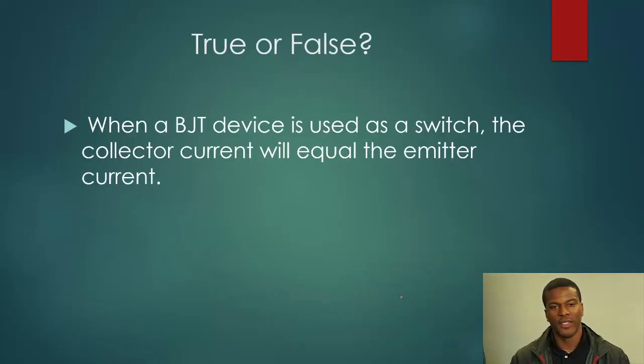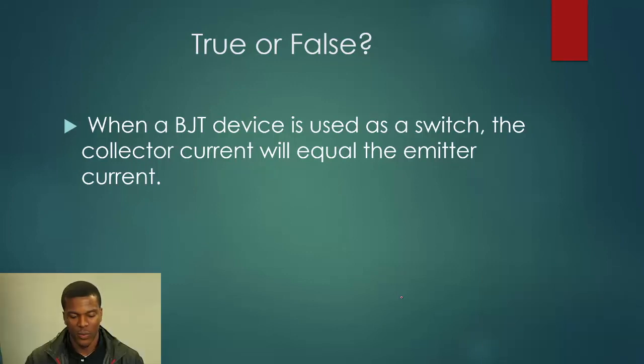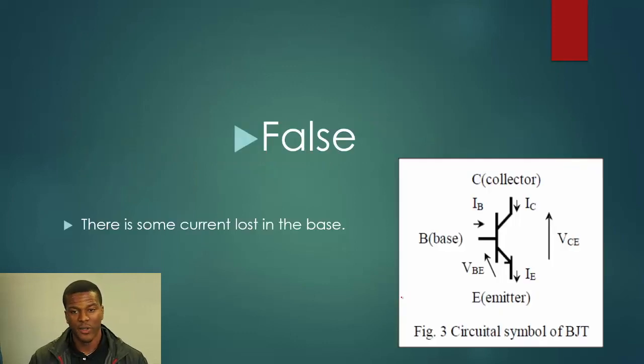True or false? When a BJT device is used as a switch, the collector current will equal the emitter current. True or false? The answer is false. And we already stated this in the previous example. There's always some current that's lost at the base of this. And that's why the BJT doesn't make a perfect switch.